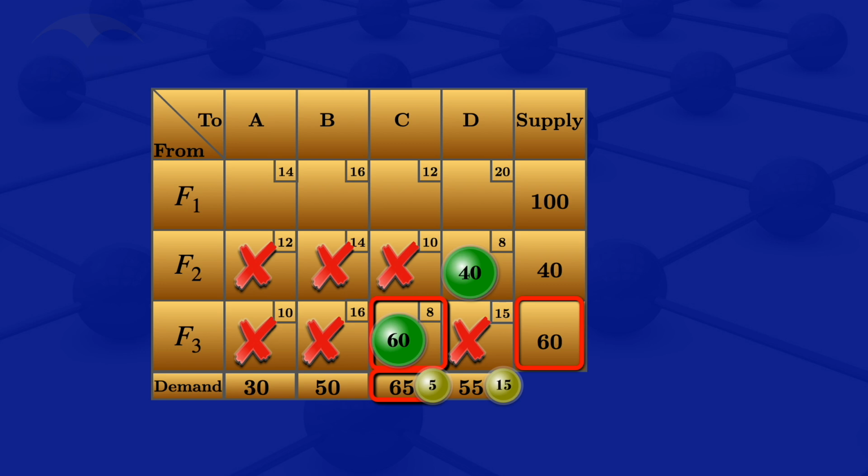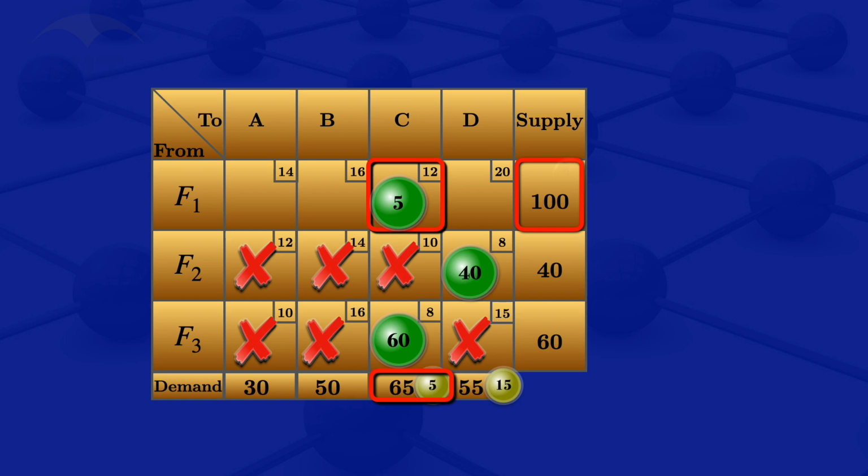We move on to the next cell with the least cost, which is this cell. Comparing the supply and the demand, we are comparing 100 and now 5 units. So the least between the two values would be 5. So we allocate 5 units to this cell. Adjust the supply by subtracting these 5 units from 100 to remain with 95.